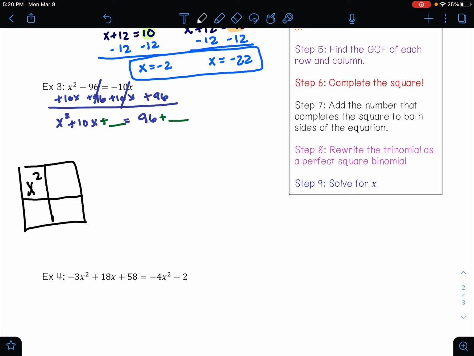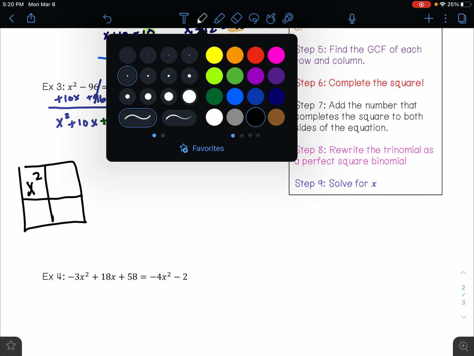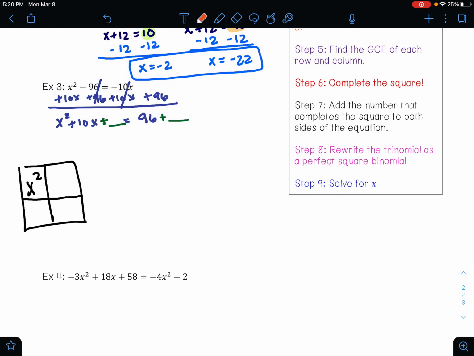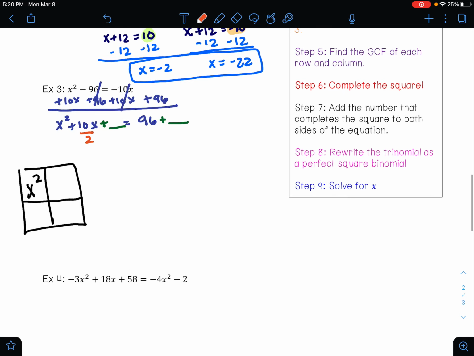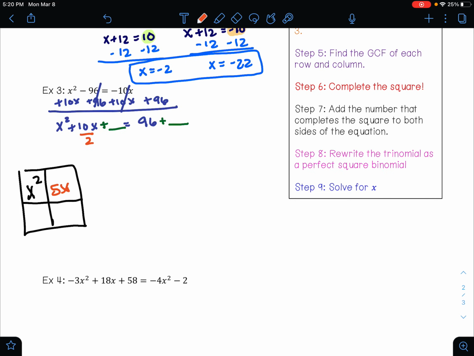First term goes in the first box. We want this shape to be a square and not a rectangle. So we've got to divide this middle term by 2. Split it evenly between these 2 boxes. 10x divided by 2 is 5x.